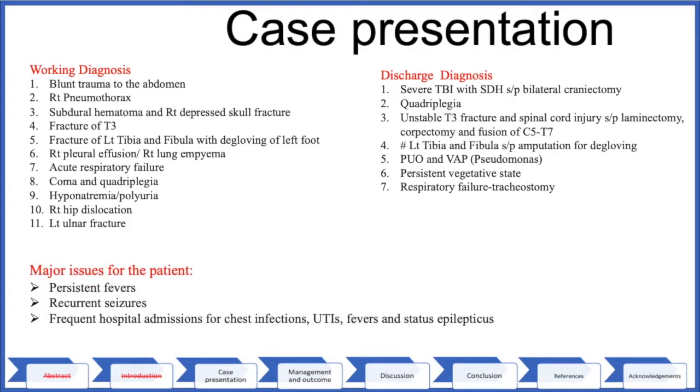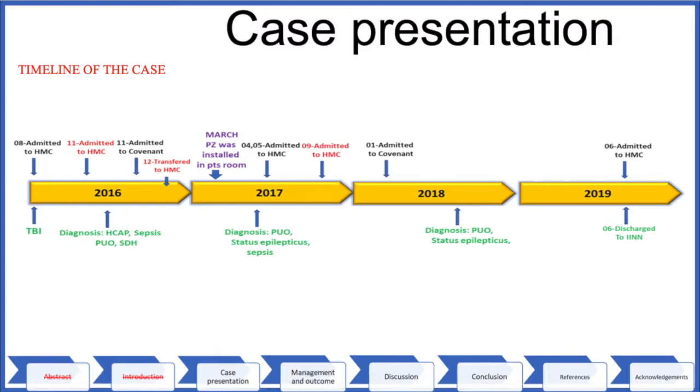So major issues for the patient were persistent fevers, recurrent seizures, and frequent hospital admissions for chest infections, UTI, fevers, and status epilepticus. I just put a timeline of what happened exactly. Everything started in August 2016. There were multiple admissions, these were all the multiple admissions. They were more in 2016, and in 2017 he was admitted too, but most of these admissions were due to status epilepticus.